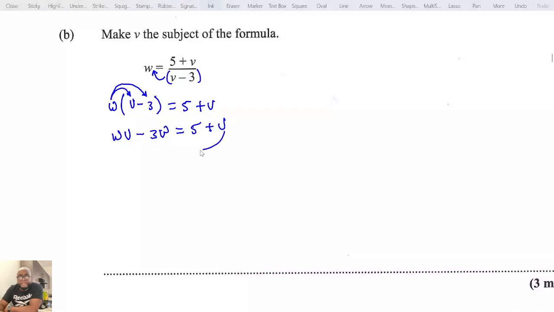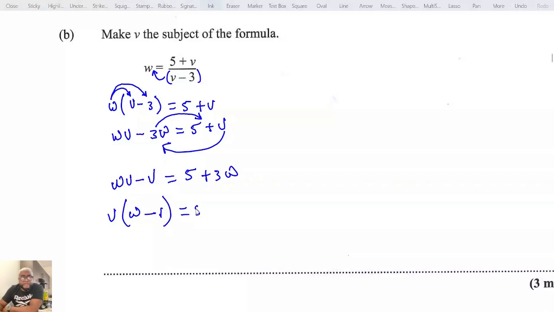Now we need to get everything with V on one side and carry the 3W to the other side, right? So this will be WV minus V, because the plus V becomes minus V, is equal to 5 minus 3W, which becomes plus 3W. Now we can proceed to factorize out the V. When we factorize out the V, you'll have V open brackets. V into WV gives me W, and V into V is 1, but it will be minus 1, is equal to 5 plus 3W, right?